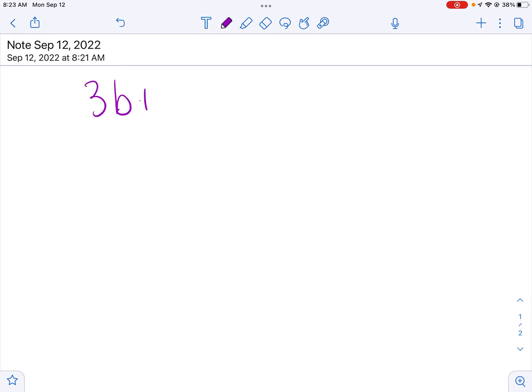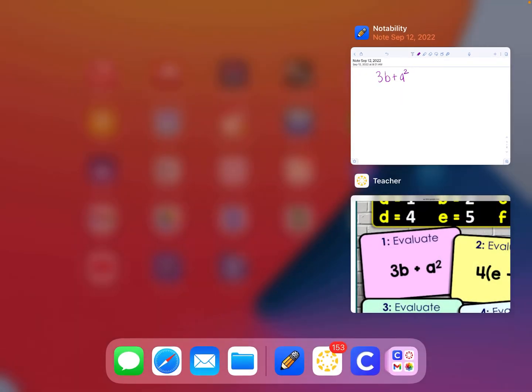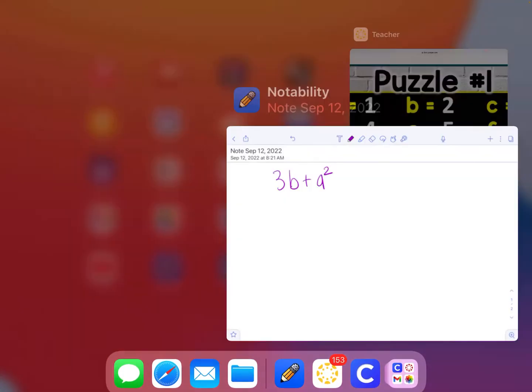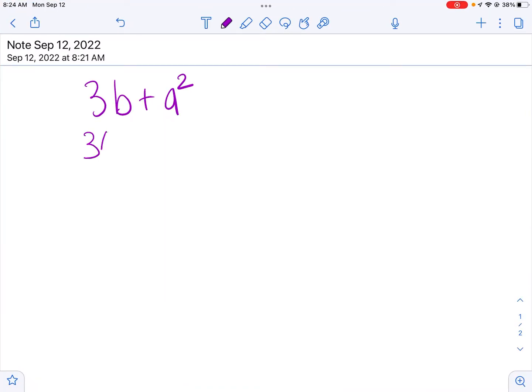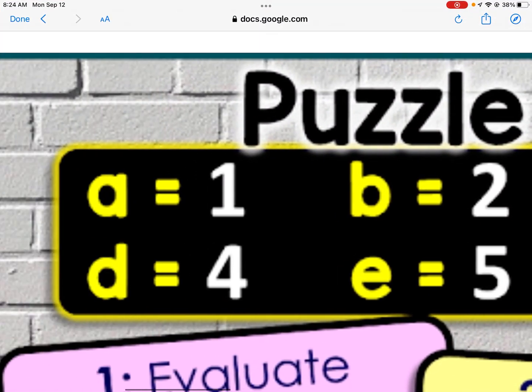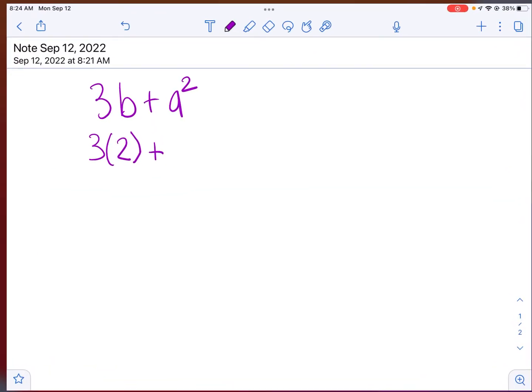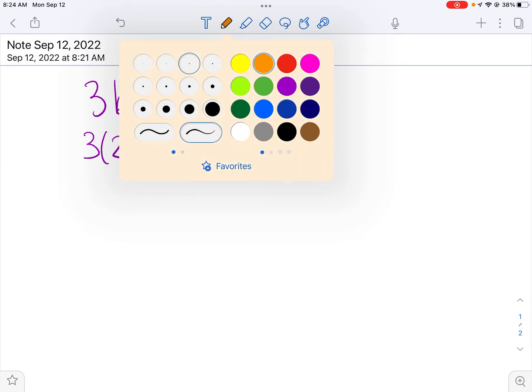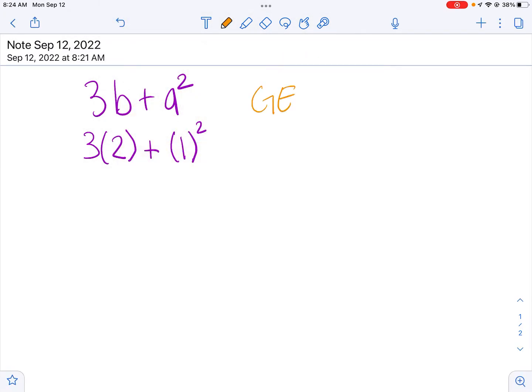I'm going to write down this exactly the way it is. Then I'm going to look to see. So I know b equals 2. So I'm going to rewrite it now, but I'm going to plug in, instead of the letters, the numbers that they give us. And then a squared, so a equals 1. So that's 1 squared.